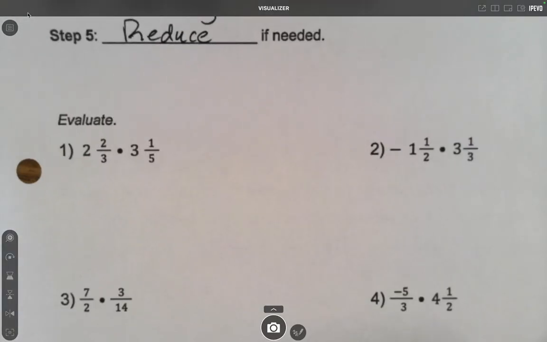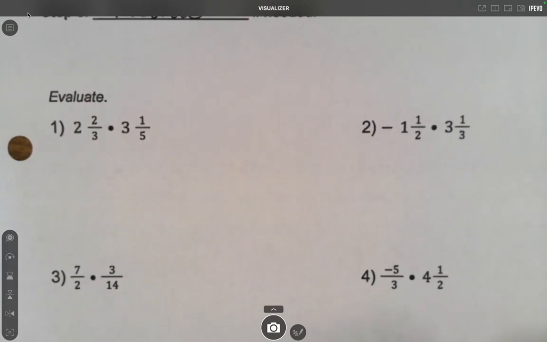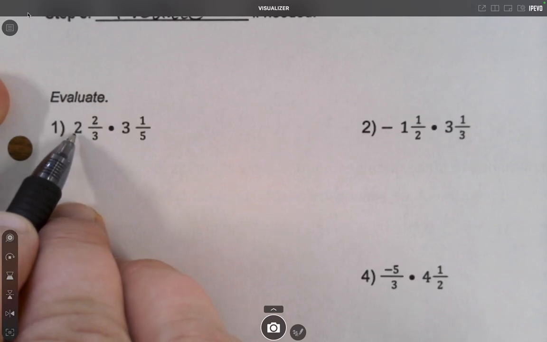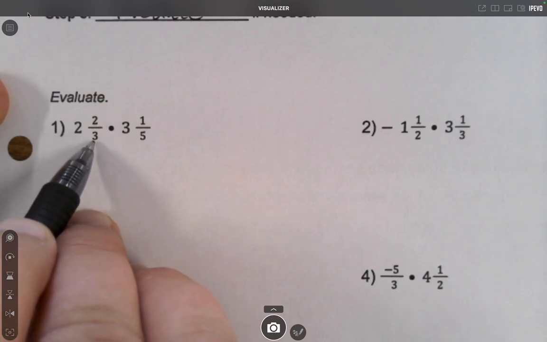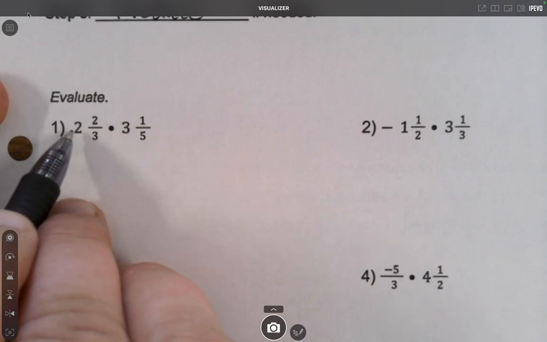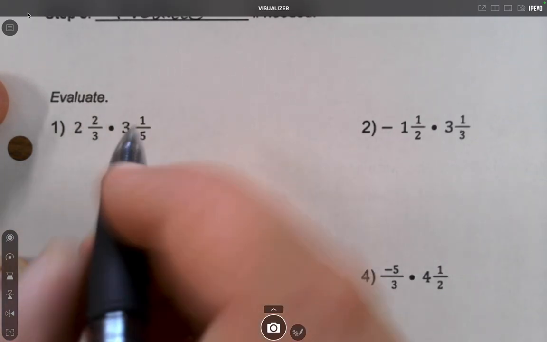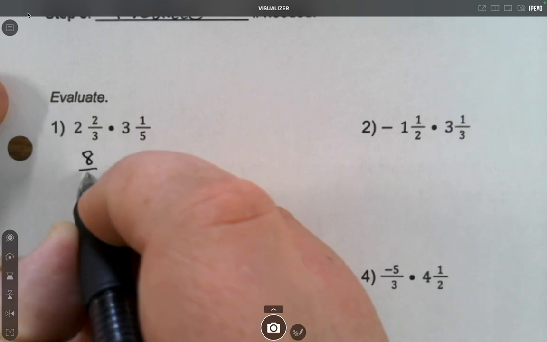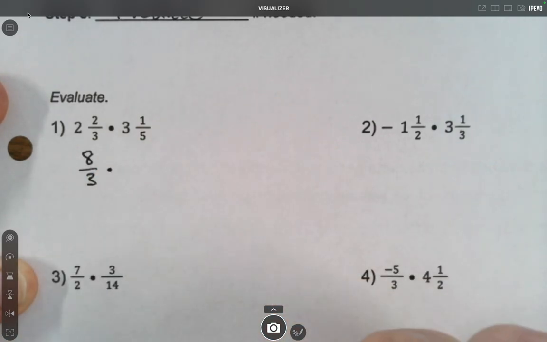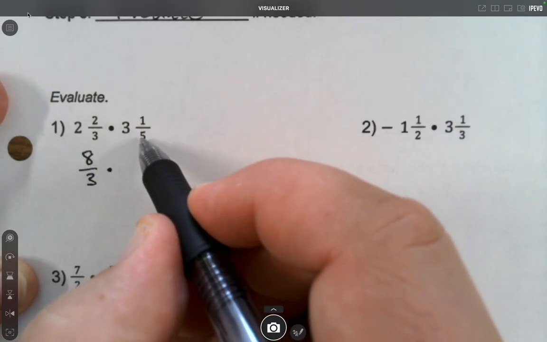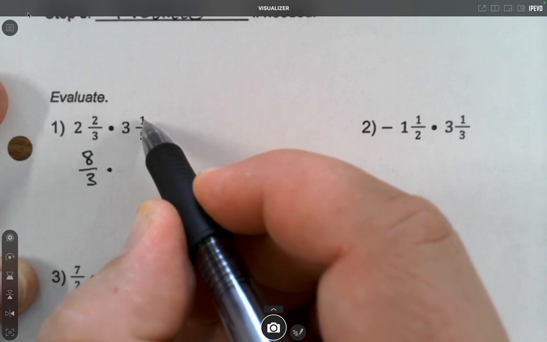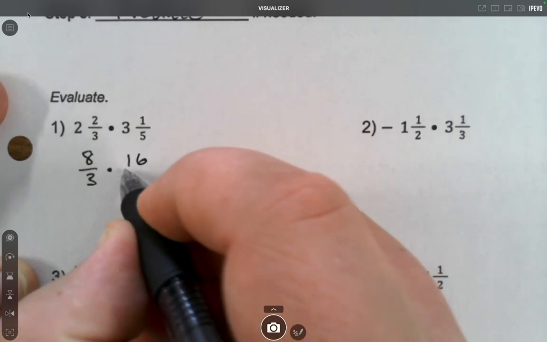Let's try following the steps here. So number 1, we do need to change these to be improper fractions. So you take the whole number, multiply by the denominator, so 2 times 3 is 6, then add the numerator. So 2 times 3 is 6, plus 2 is 8. So this is equivalent to 8/3. 3 times 5 is 15, plus 1 is 16.